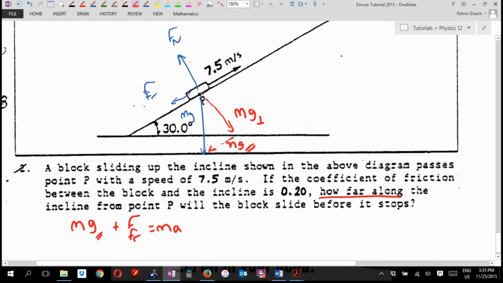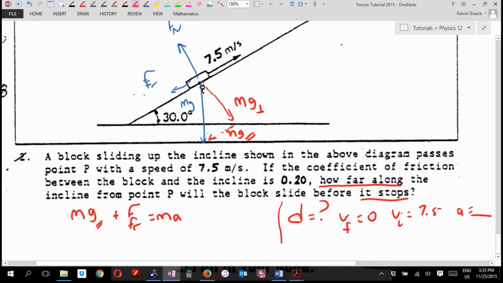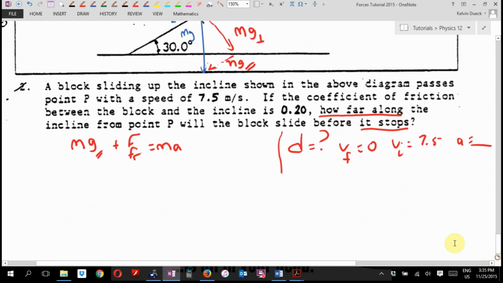Now, why did I start here when it was said find the distance? Well, really what I should have said is, look, they want me to find this. They did say stops, so V final is what? What's V initial from the picture? 7.5. And I would say, if I can find the acceleration, I'm good to go. How would you get the a by itself in this forces question?